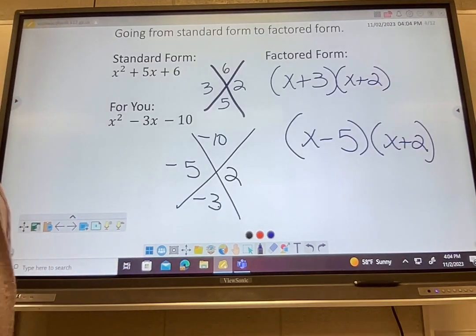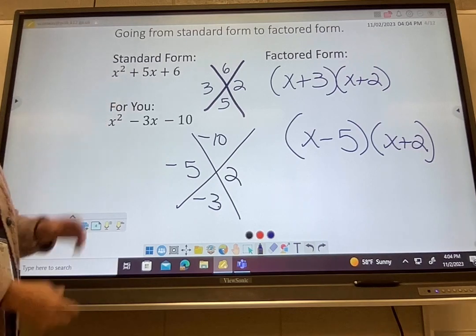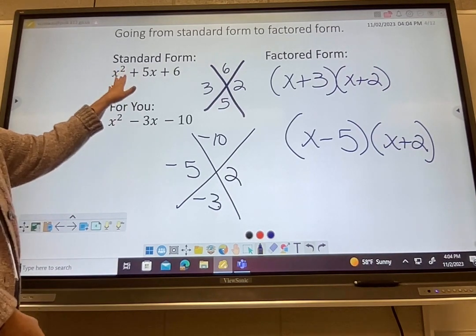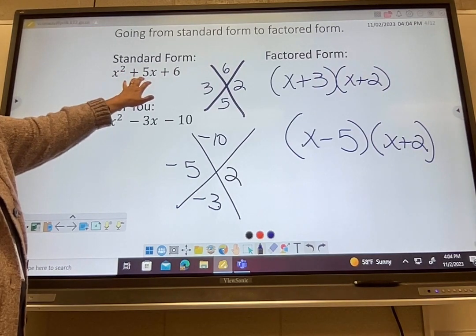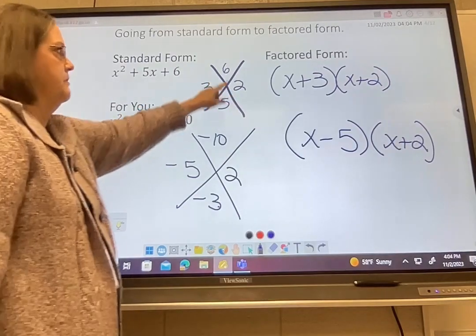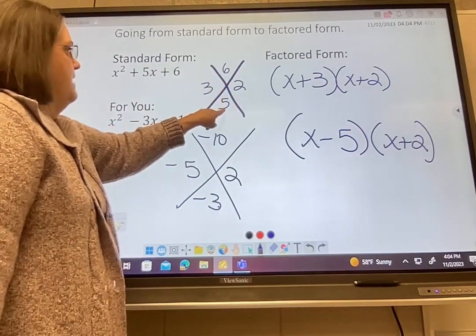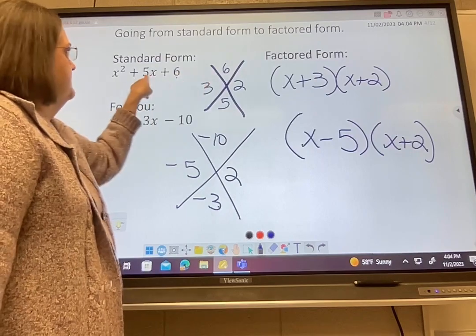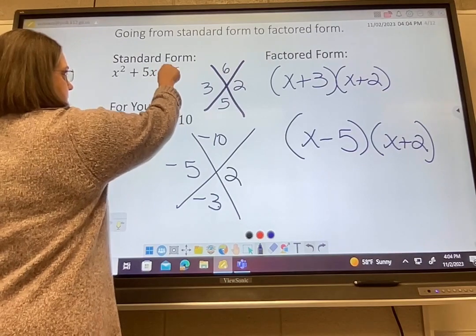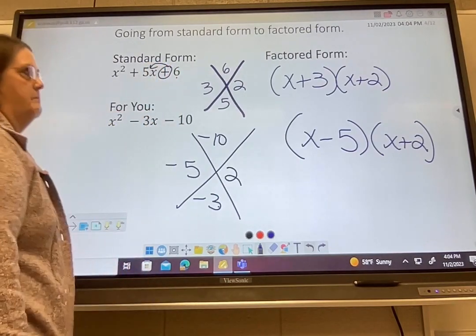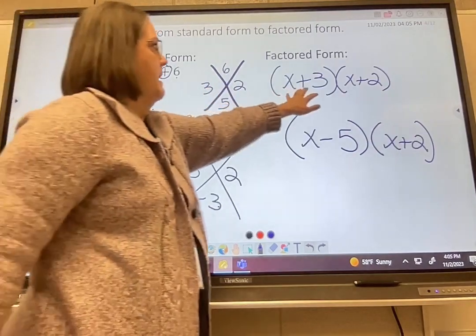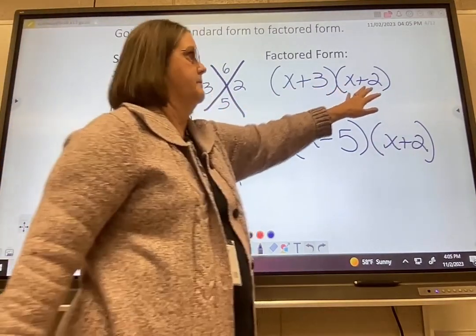All right. This is standard form. So we're going to take from standard form and go to factored form. To take it to factored form, we use our x and we factor it like I've been teaching you to do. We put 6 in the top, 5 on the bottom. I look for factors of 6 that add to be 5. So numbers that multiply to be 6 but also add to be 5 are 3 and 2. Then I write them over here in parentheses, x plus 3, x plus 2.